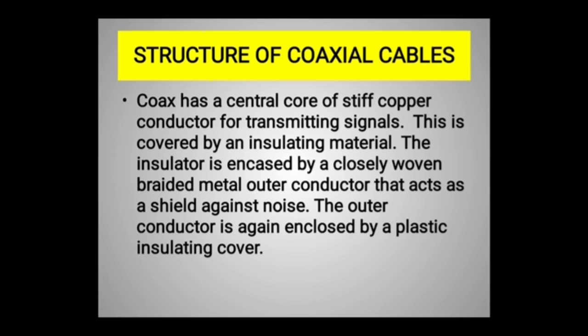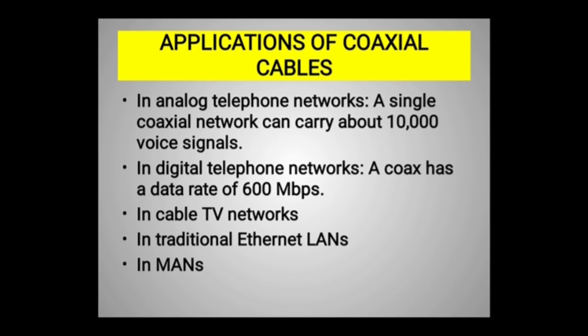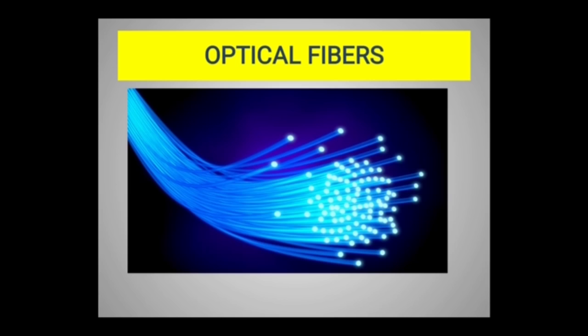Now, the structure of coaxial cable: it has a center core of stiff copper conductor for transmitting signals. This is covered by insulating material, as I have already shown you in the diagram. The insulator is encased by closely woven braided metal. The outer conductor acts like a shield against noise. So these kinds of wire are less prone to noise. Here are some applications of coaxial cable: in cable TV, in MANs, with a data rate of 600 Mbps, and a single coaxial network can carry about 10,000 voice signals.